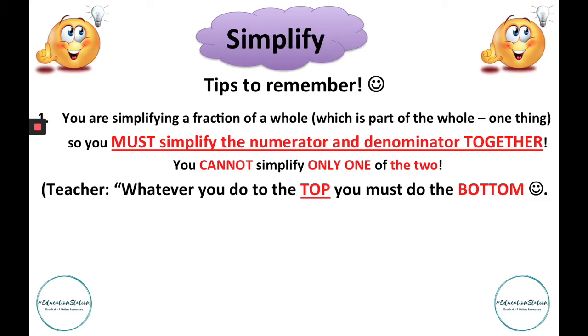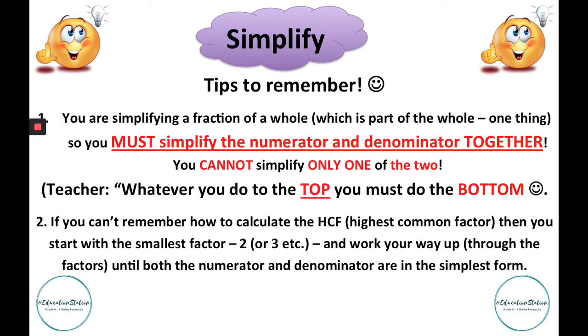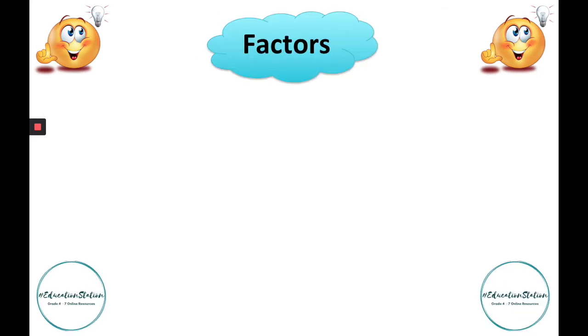The second tip you can remember is if you can't remember how to calculate the highest common factor, then you start with the smallest factor. Now we know one will be able to divide into all the numbers you're working with, but then the fraction isn't going to change. So you work yourself through the number line. So you'll go to 2, 3, etc. and work your way up through them until both the numerator and denominator have been divided together and are in their simplest form. So let's go to our next word, and the next word is factors.